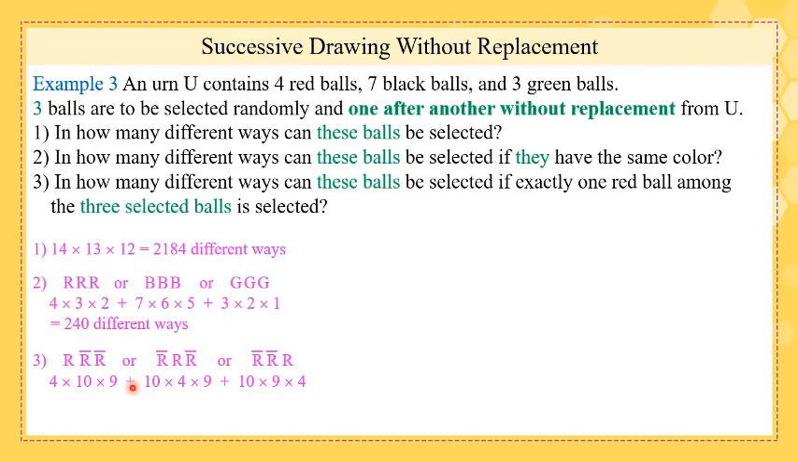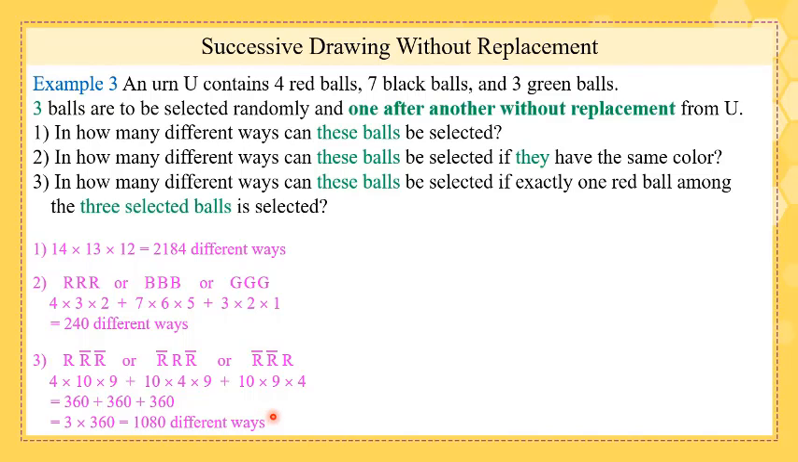Now OR, which is a plus. The first ball could be non-red, so 10. The second one is red, which is 4. And the third is non-red, which is 9. And similarly for the third case. And this would be nothing but 360 plus 360 plus 360. And we all know the relation between addition and multiplication. So 360 plus 360 plus 360 is nothing but 3 times 360, which is 1080 different ways.